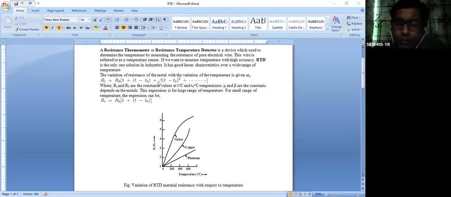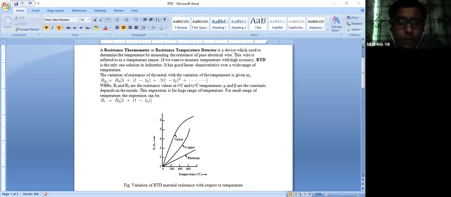In the MCQ, this kind of question may be given: what is the temperature resistance characteristic of the RTD? Option one, linear; two, non-linear; three, none of these; four, both one and two. To answer this kind of question, you must remember these crucial points.